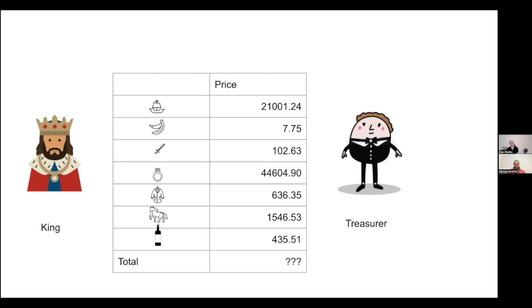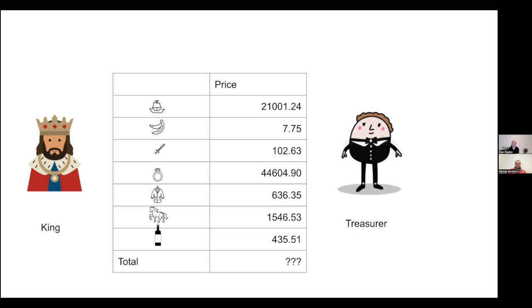And each and every item has a different price. You see that the prices crazily fluctuate. And obviously, the ring is the most expensive thing for the kingdom, but other things may also be expensive. So the king has all this list, but the king doesn't want to do this computation. The treasurer is supposed to do it. The king just wants to know the total, right?